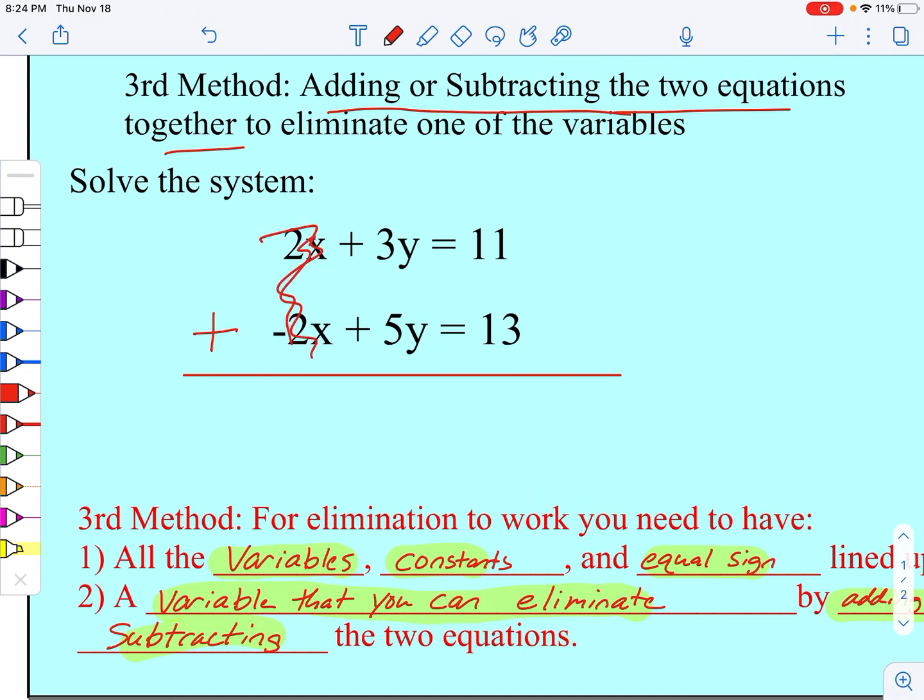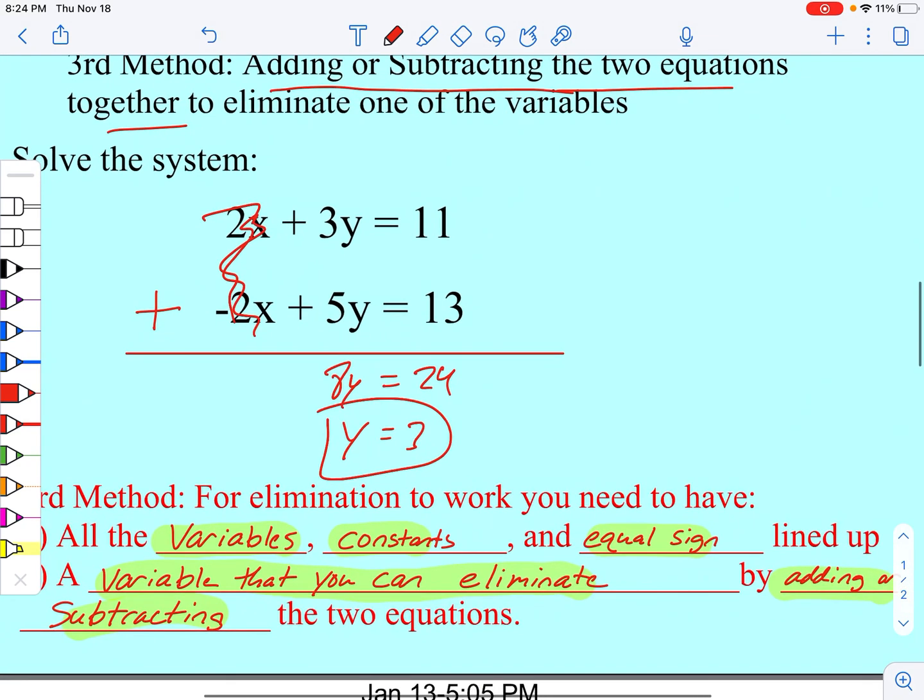Those will cancel out. And now I just add the rest of them, just like adding like terms. I get 8y. I bring the equal sign straight down. And 11 plus 13 gives me 24. Then I just keep solving, just like I would in the other equation. If I divide both sides by 8, I get y equals 3.